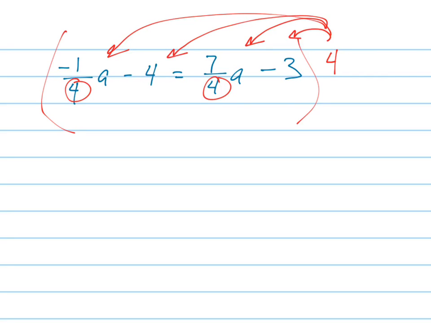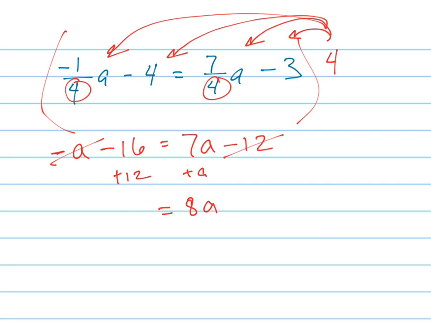When I do that, the 4's cancel out, so you get negative 1a. This turns into 16. This turns into 7a because the 4's cancel, right? And this turns into 12, and see how much easier that problem is now. Now just move the a over, move the 12 over, and you're almost done. Whoops. 8a, negative 4. So a equals negative 1/2.